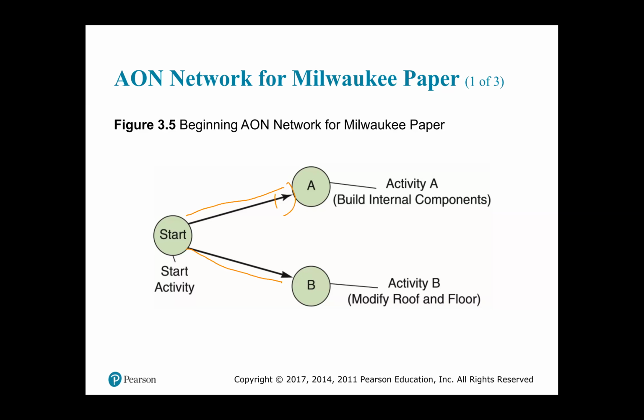So activity A, build internal components. When you're drawing the network, we don't generally ask you to write on the description, right? But for teaching purposes, we write it here. We don't even usually give you the description. We just give you the activities in terms of whether it's letters or numbers we're using, right? So you have activity A, which is build internal components, and activity B, which is modify roof and floor.